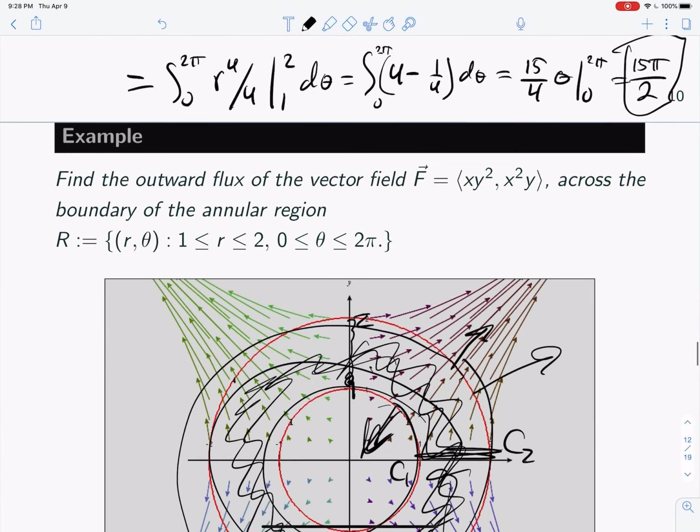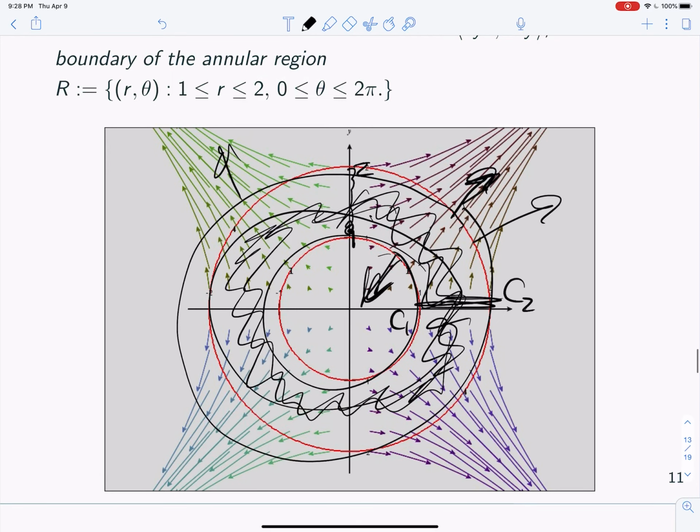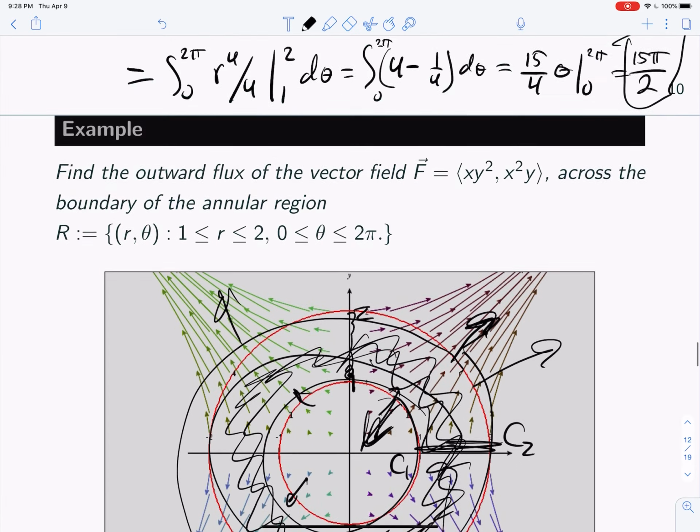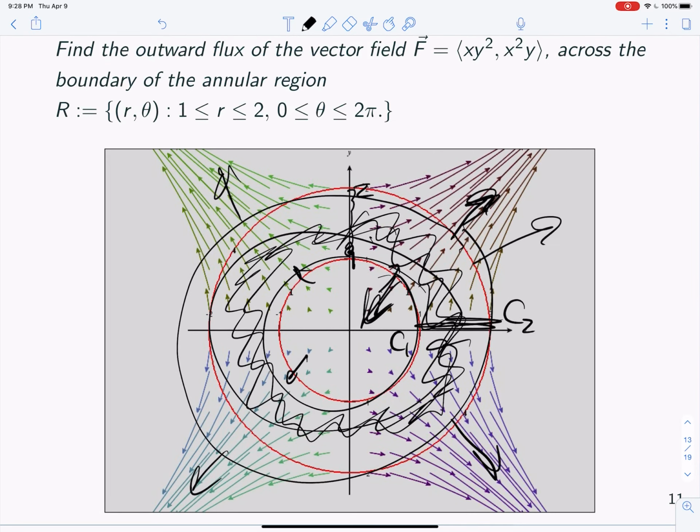And that's a positive number, which makes sense because we see a lot of outward flux here, a lot of outward flux, a lot of outward flux. There's some negative inward flux here, but the value of it is quite a bit smaller. So I'm thinking that 15 pi over 2 is positive because we're seeing all of that positive outward flux.